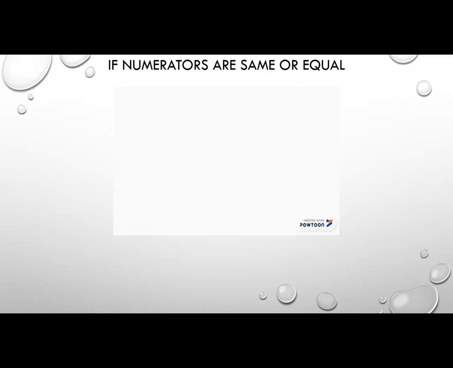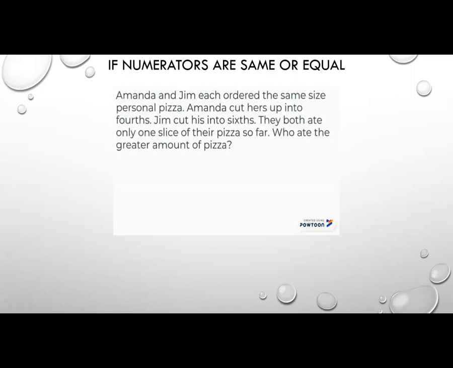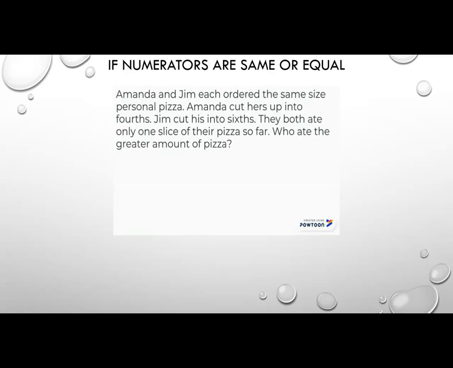Let's start practicing with this story problem. Amanda and Jim each ordered the same size personal pizza. Amanda cut hers up into fourths. Jim cut his into sixths. They both ate only one slice of pizza so far. Who ate the greater amount of pizza? We can solve this problem by drawing a model. First, draw Amanda's pizza cut up into fourths. Then, draw Jim's pizza cut up into sixths. The missing pieces represent the amount they've eaten so far.